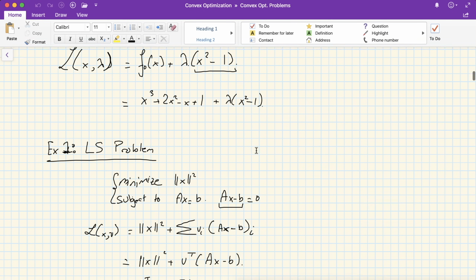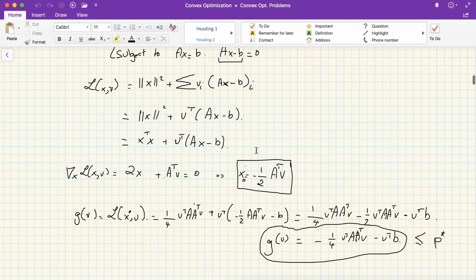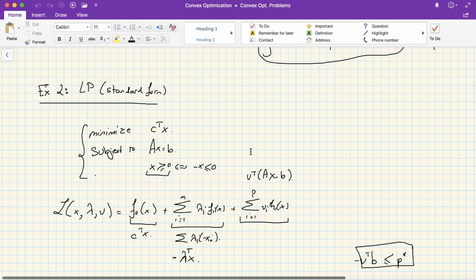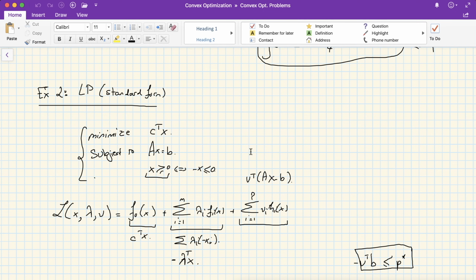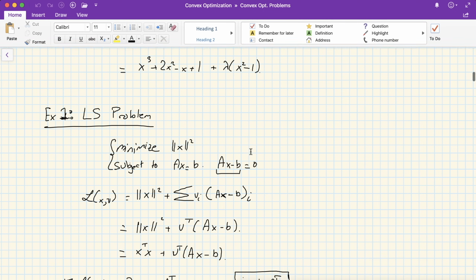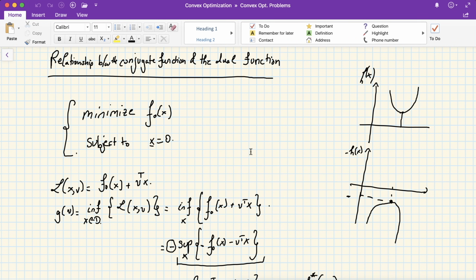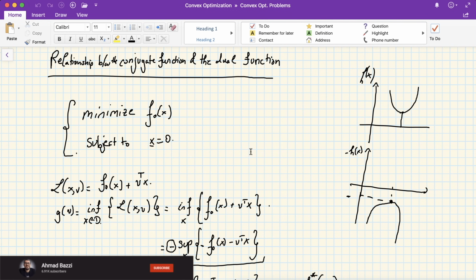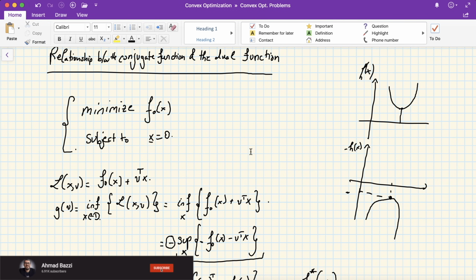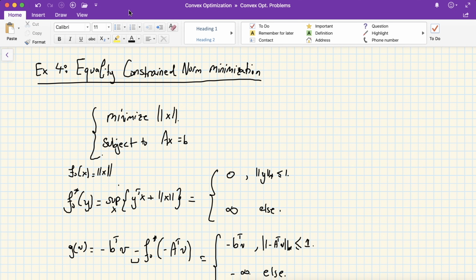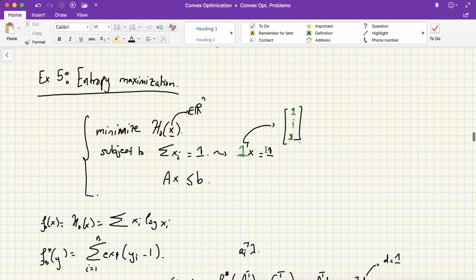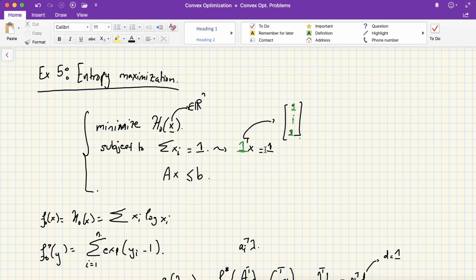We'll be giving some examples as well as MATLAB applications to view some lower bounds on the optimal solution. Examples include the two-way partitioning problem, an LP standard form problem, and a least square problem. In the last part of this course, we'll see a direct relationship between the dual function and the conjugate function of the cost. We'll be giving some direct examples such as the equality constraint norm minimization and the entropy maximization problem. So without further ado, let's get started.